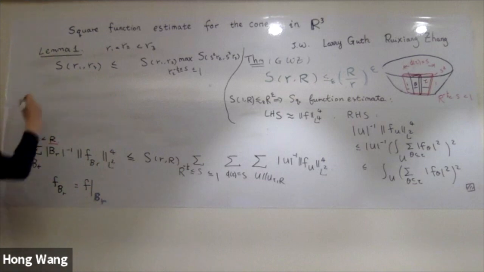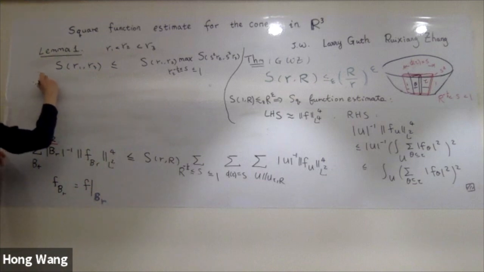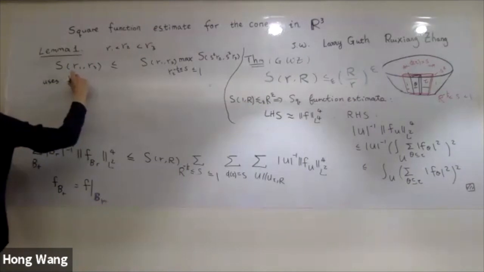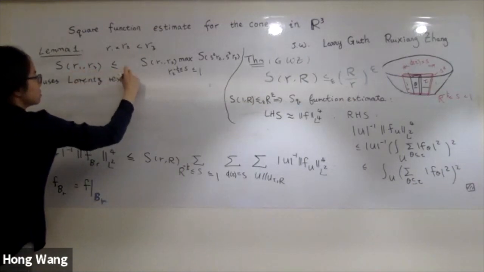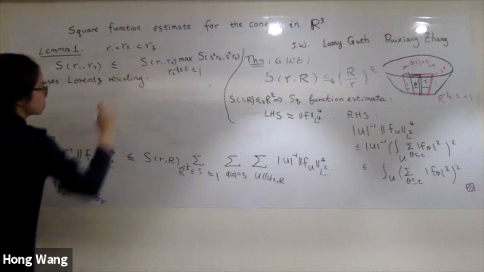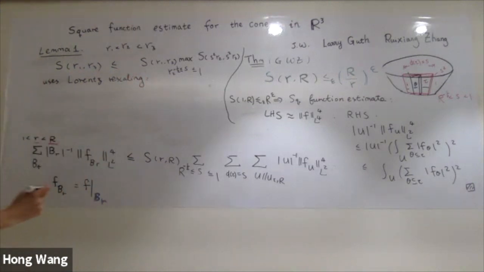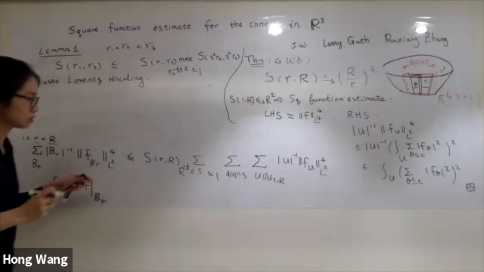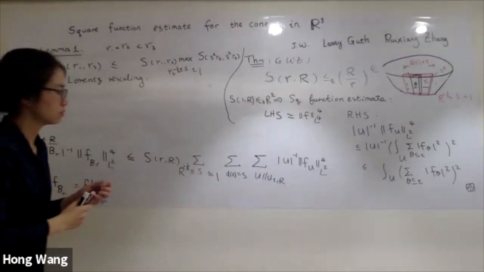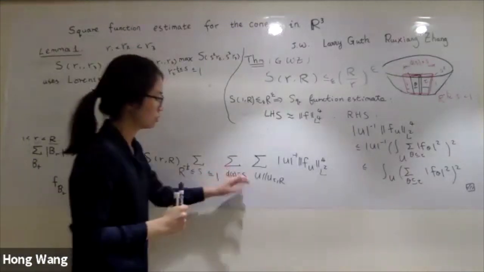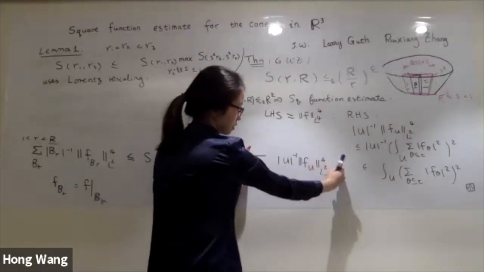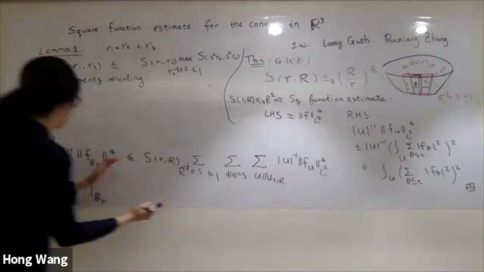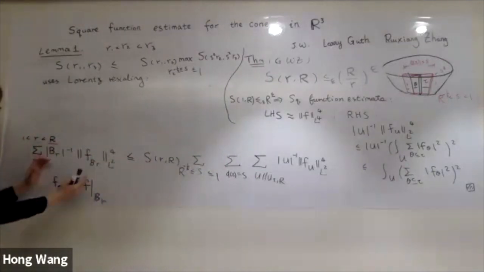And this is proved by using Lorentz rescaling, which says that for each fixed tau, we can rescale this term to be something that looks like the left-hand side.